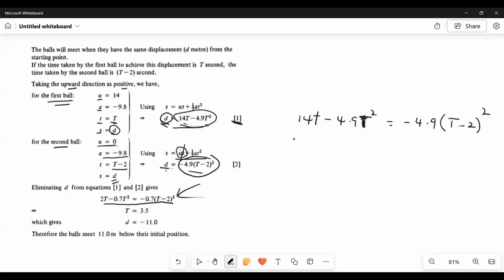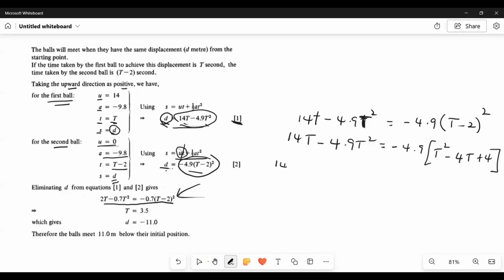Let me remove the bracket here. So I have 14t minus 4.9t squared equal to, when we remove this bracket, we'll have, oh, we can't remove the bracket. We've got to do the powers of four, right? And this is going to be t squared minus 4t plus 4, right? And then we have to multiply everything by minus 4.9, right?